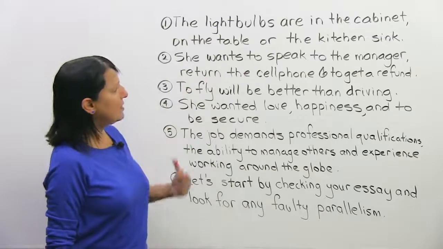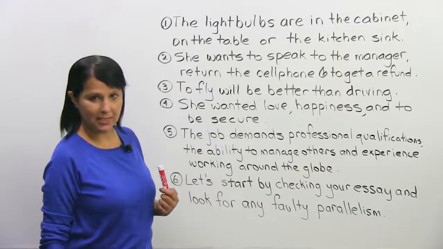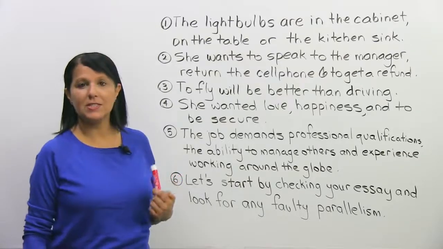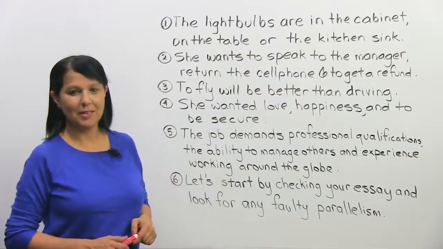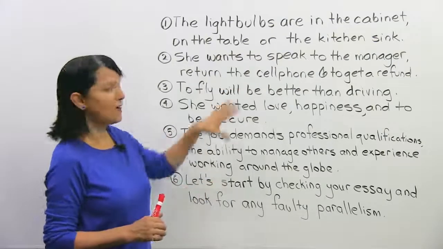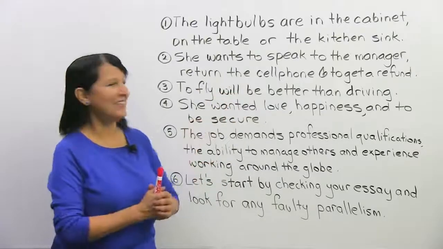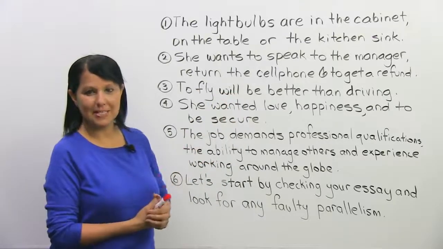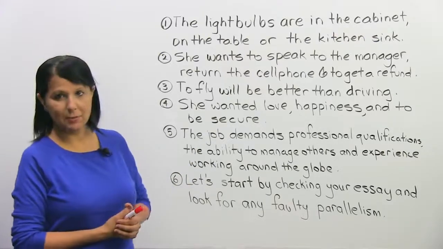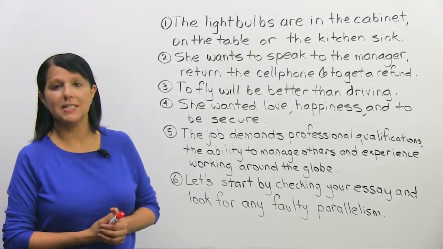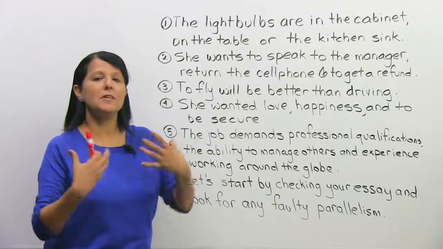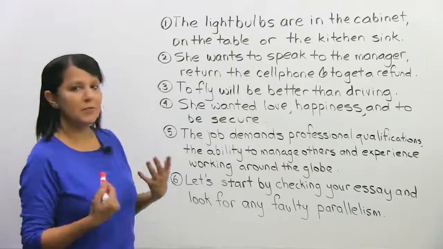Number 1, the light bulbs are in the cabinet, on the table, or the kitchen sink. Okay, think for a second. Is there a mistake in this sentence? There is. First of all, there are mistakes in all of these, okay? So I'll tell you that right now. Where is the mistake? The light bulbs are in the cabinet, on the table, or the kitchen sink. Okay, so I was trying to say it in a way that you feel and hear the rhythm. So the rhythm is here.